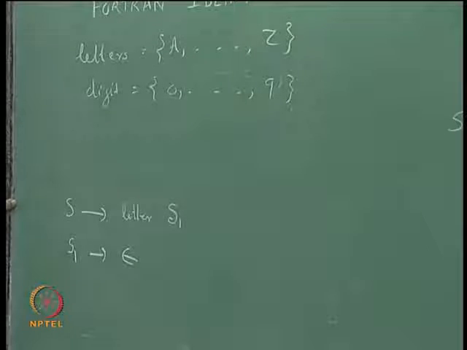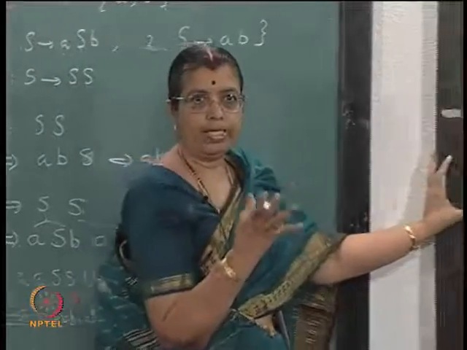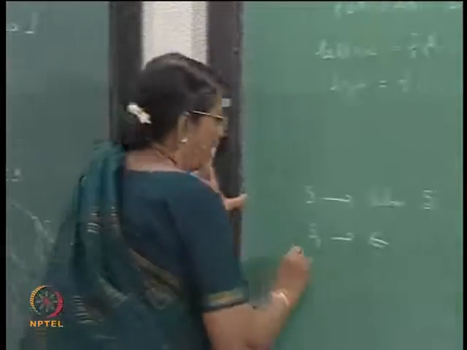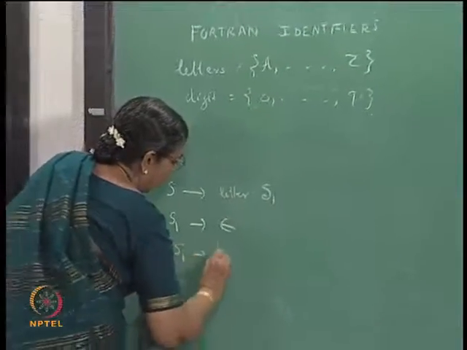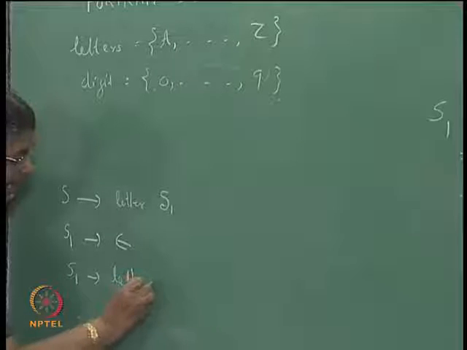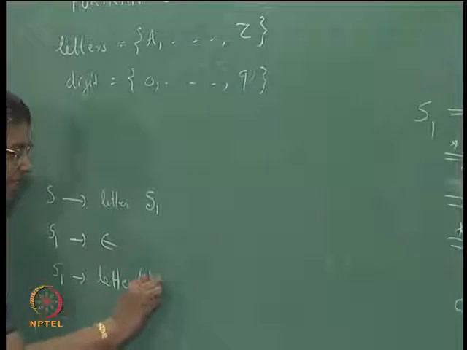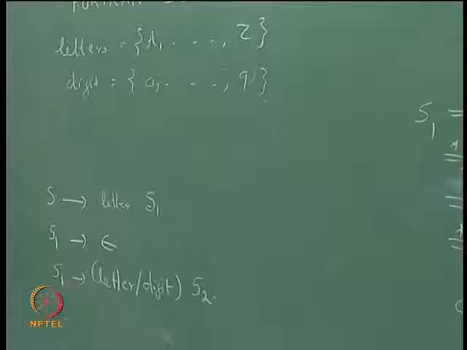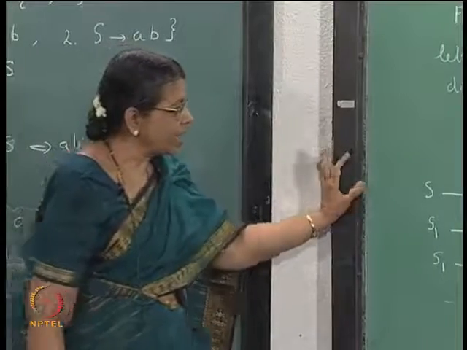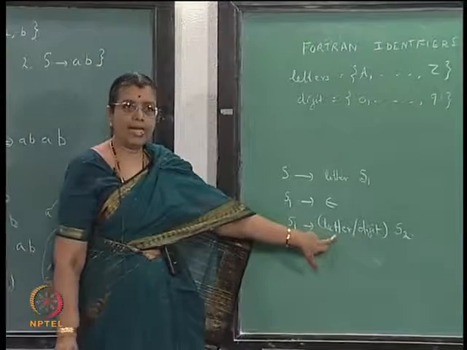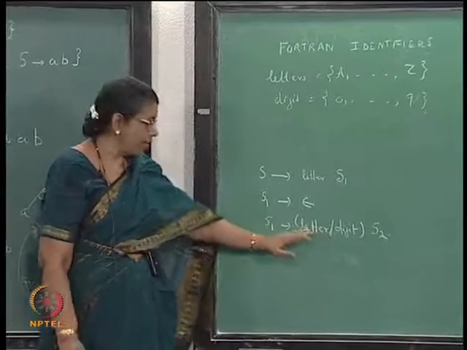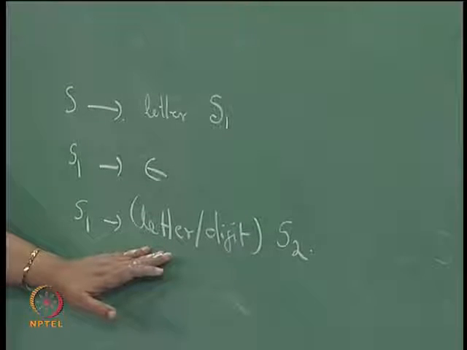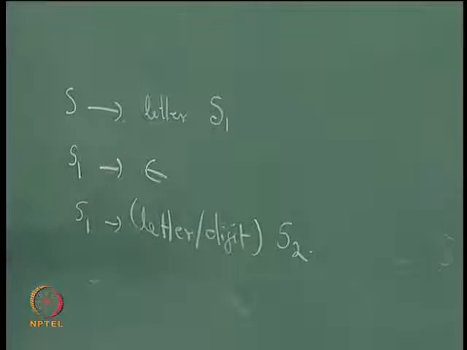Now you can have an identifier with 2 letters, and the second one can be a digit also, you should allow for that. So what do you do? You allow S1 goes to letter S2. So after generating one letter, you can generate another letter or a digit. Actually I am writing it like this, it represents 36 rules, right. Then you can stop at that stage.